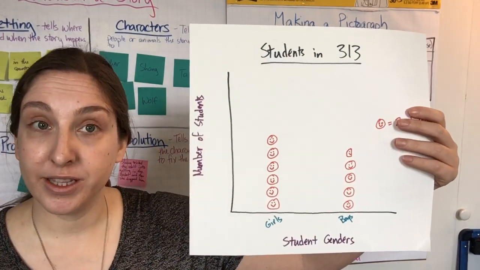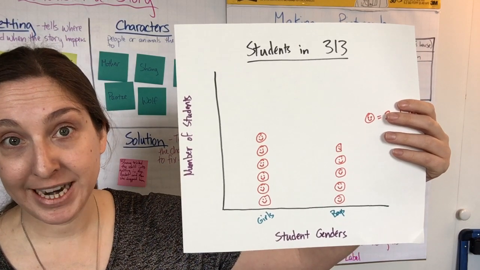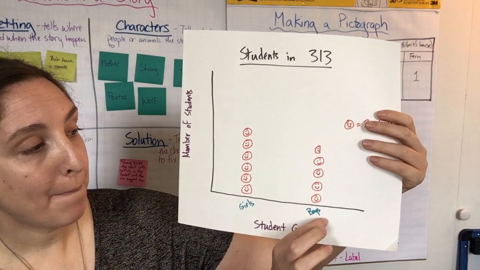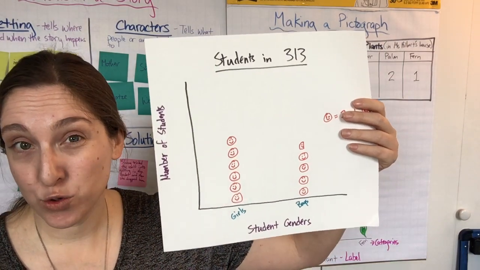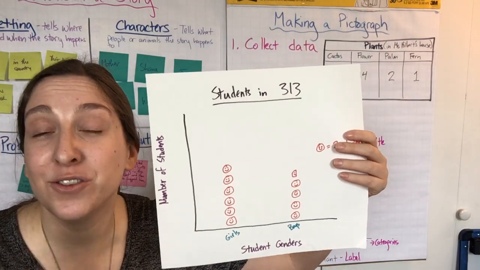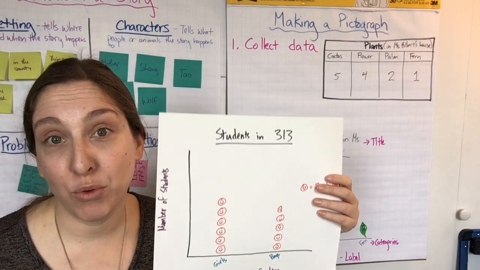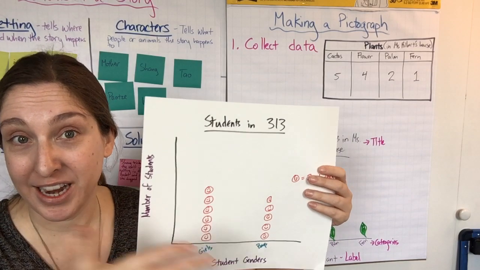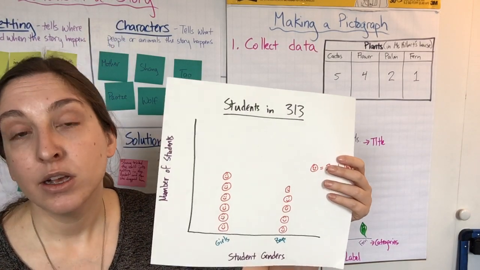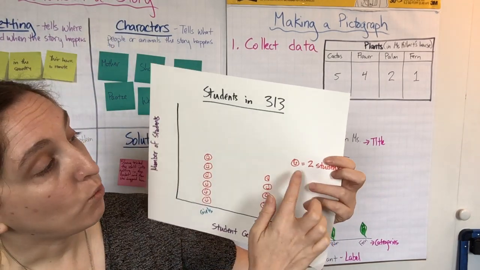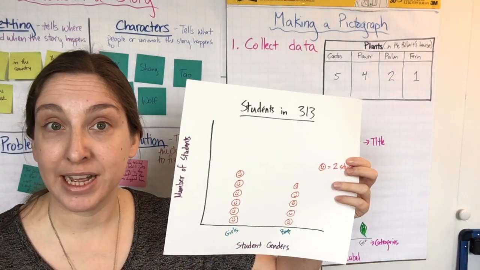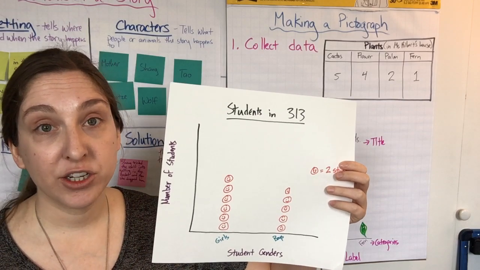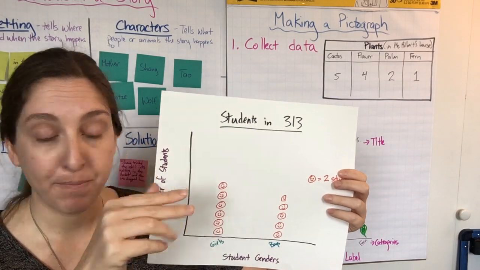This graph shows the number of students in room 313. And the 2 categories that I picked were girls and boys. Now I didn't want to draw a circle for every single girl in the class and for every single boy in the class because that would take me a long time. And it'd be a lot of circles. I'd have to make my graph really tall. So instead, I decided that 1 smiley face represents 2 kids. So when you're reading the graph, you actually have to count by 2s.